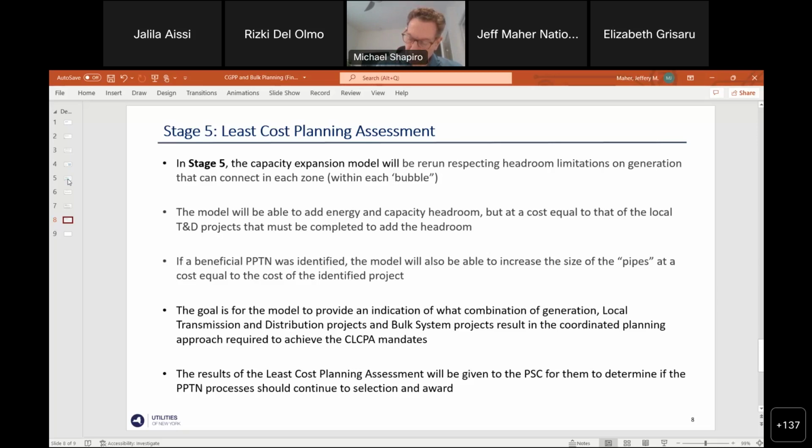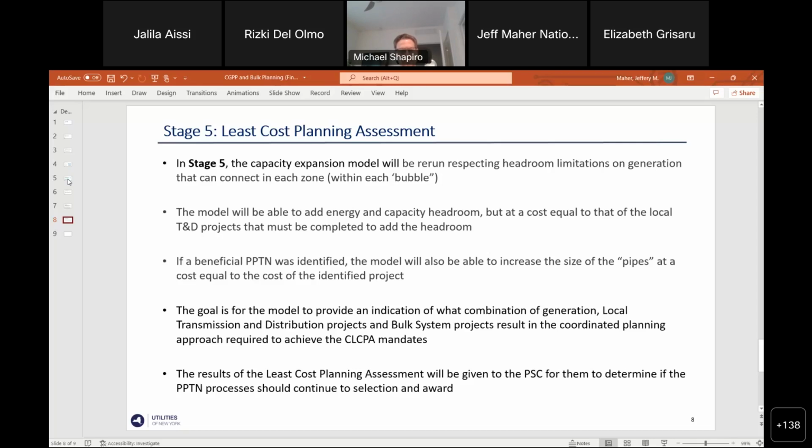So these first 2 bullets, again, are from a previous tech conference, essentially. We talked at the previous tech conference about how least cost planning would work, and these first two bullets are basically lifted right from that discussion. The new piece here is the third bullet. If a PPTN was identified, we will also be able to give that PPTN to the model. So the model will be able to increase the size of those pipes at a cost equal to the cost of the identified project. This is the new piece that we're adding into CGPP.